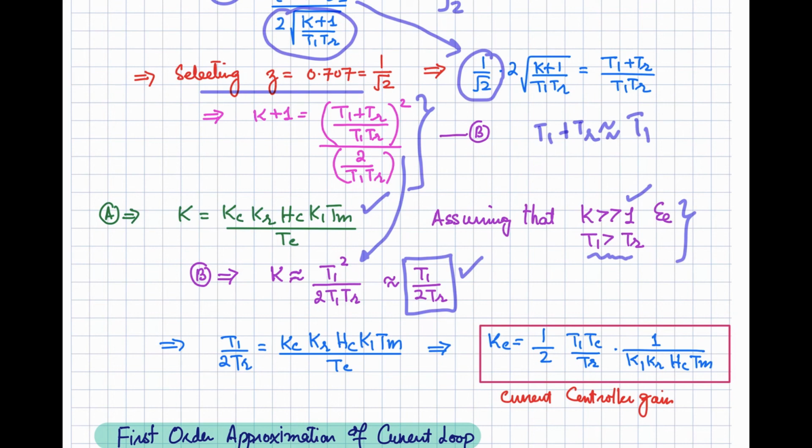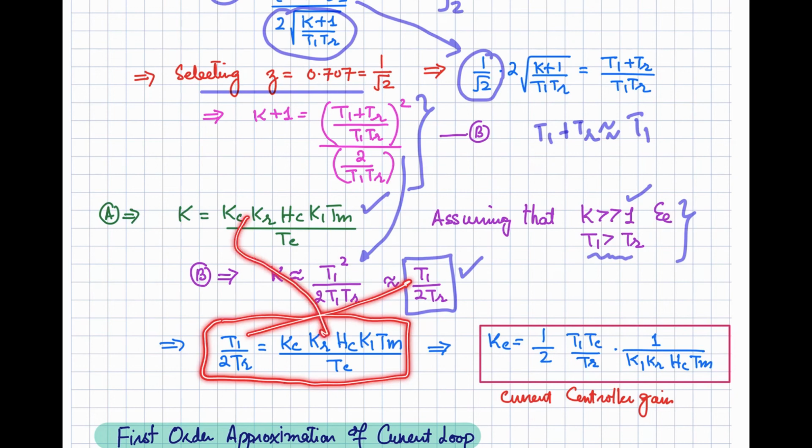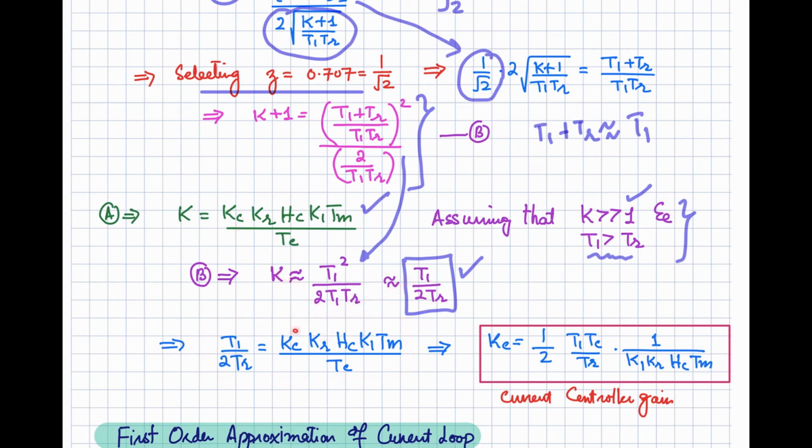So now we have the approximation of K by this expression, and we have K from this expression as well. By comparing these two, we can write down this expression. This is from here and this is from here. So from here now we can work out for the Kc, that is the current controller gain.